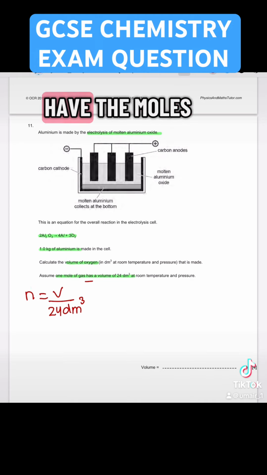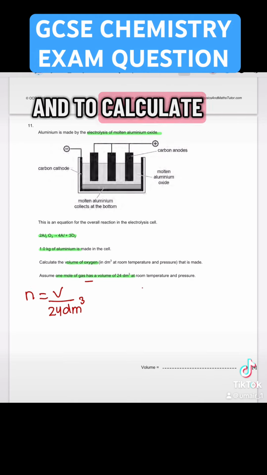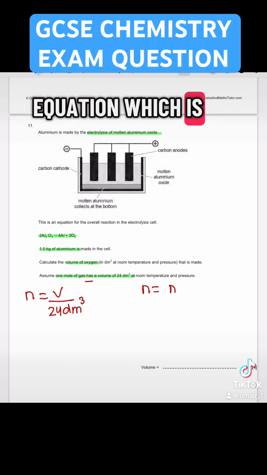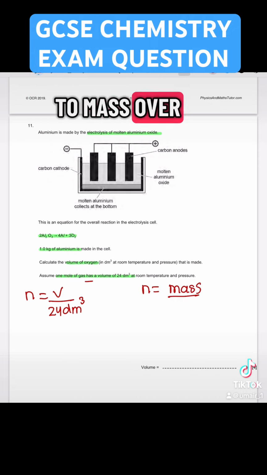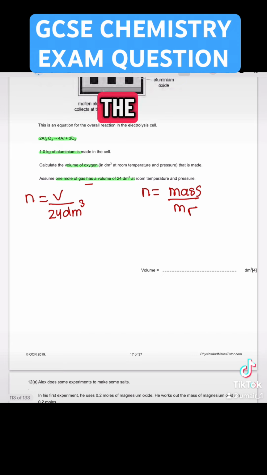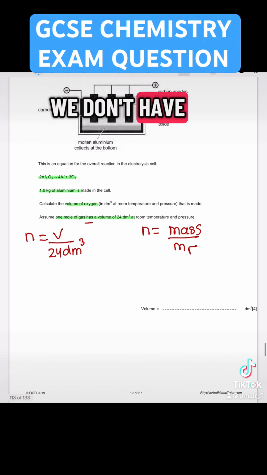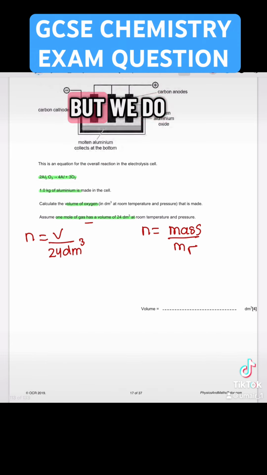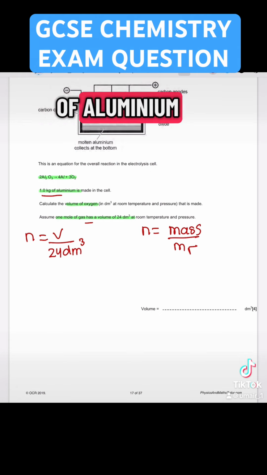Now, we don't have the moles of oxygen. And to calculate moles, there's another equation, which is moles is equal to mass over mR. Now, as you can see, we don't have the mass of oxygen, but we do have the mass of aluminium. So what we'll do is we'll just basically do it in ratios. So let's just start it off simply. So let's calculate the moles of aluminium.